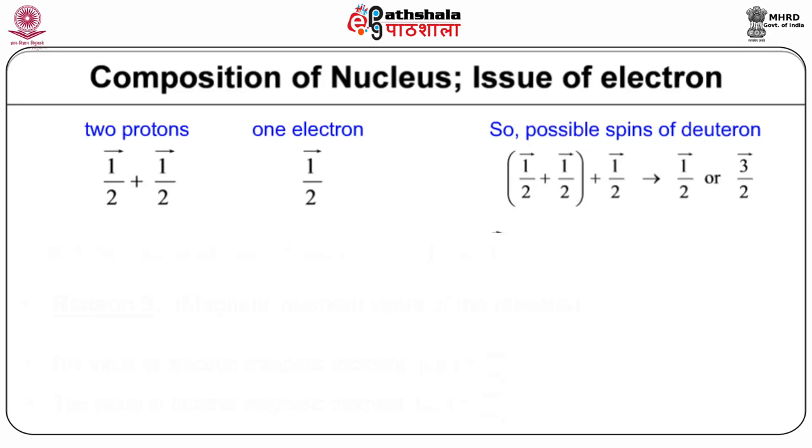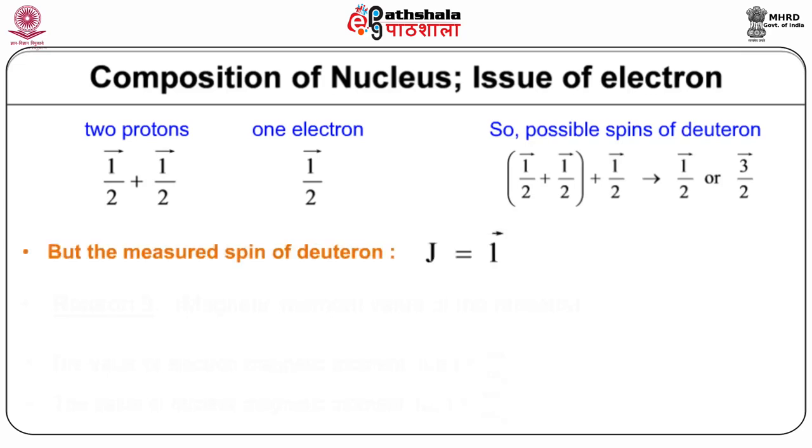The 1/2 value is because inside the nucleus, the two protons will be paired up with spin directions opposite to each other, so they may cancel out. So the total spin related to the protons will be 0, plus 1/2, the spin related to the electron. So the first value of the resultant spin is 1/2. The 3/2 is if we consider that the two protons are parallel to each other, in different states, which means the total spin is equal to 1, and then plus 1/2, that is equal to 3/2 spin.